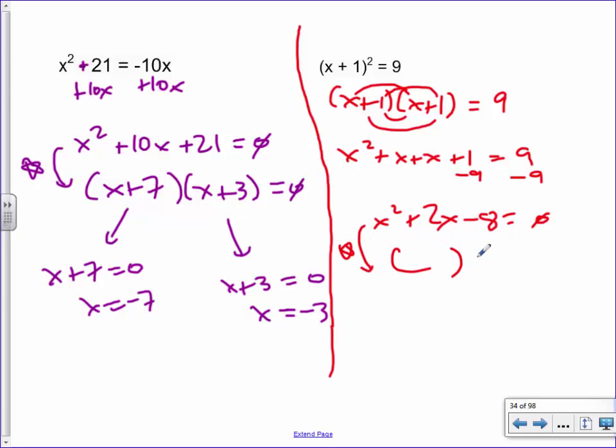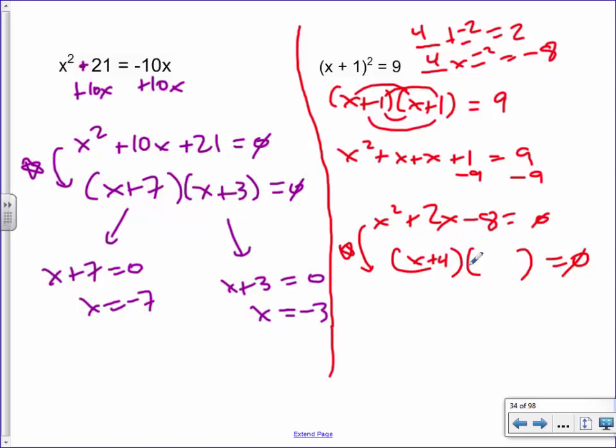We need to try to find a way to re-put it back into some brackets. We need numbers that add to give 2 times to give minus 8. Numbers that add to give 2 times to give minus 8. That'll do, yeah, 4 and negative 2, right? Okay. So it means that right here I get x plus 4 and x minus 2.